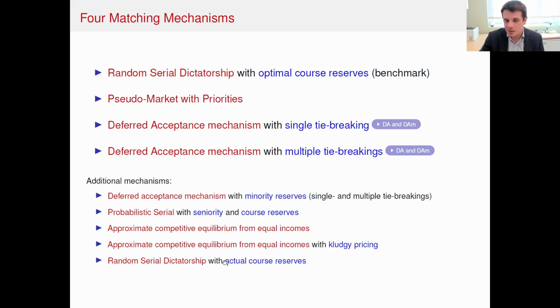But this one is like the worst of what's going on. But I think it's also not fair to compare with it because we really do have in reality the second phase, which we do not model.